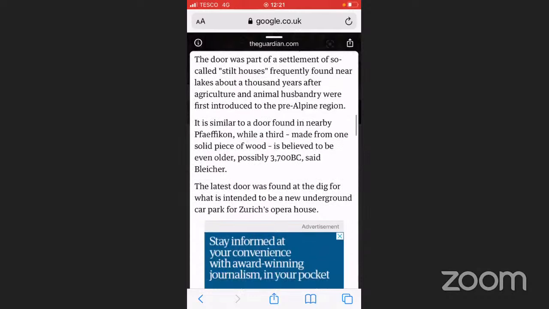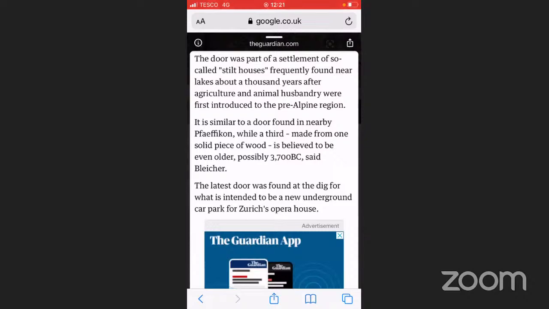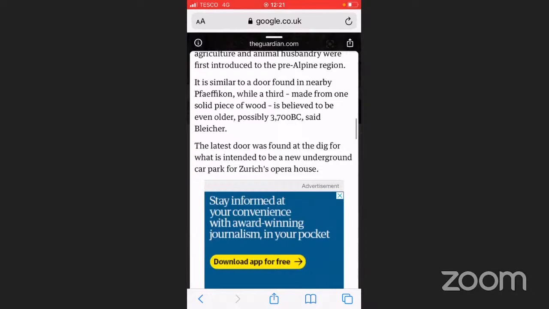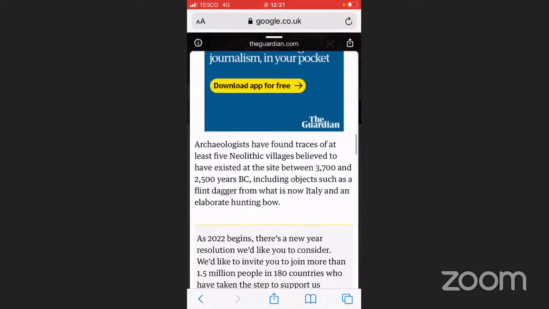It's similar to a door found in Ficon, while a third made from one solid piece of wood is believed to be even older, possibly 5,700 years old. The latest door was found at the dig associated with the car park. So here we go. I don't know what that is there.